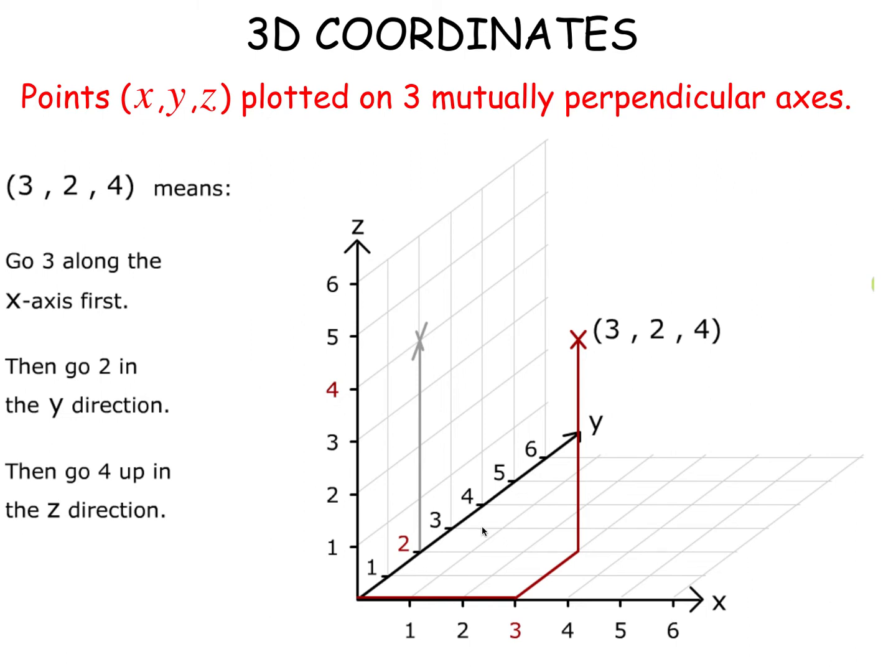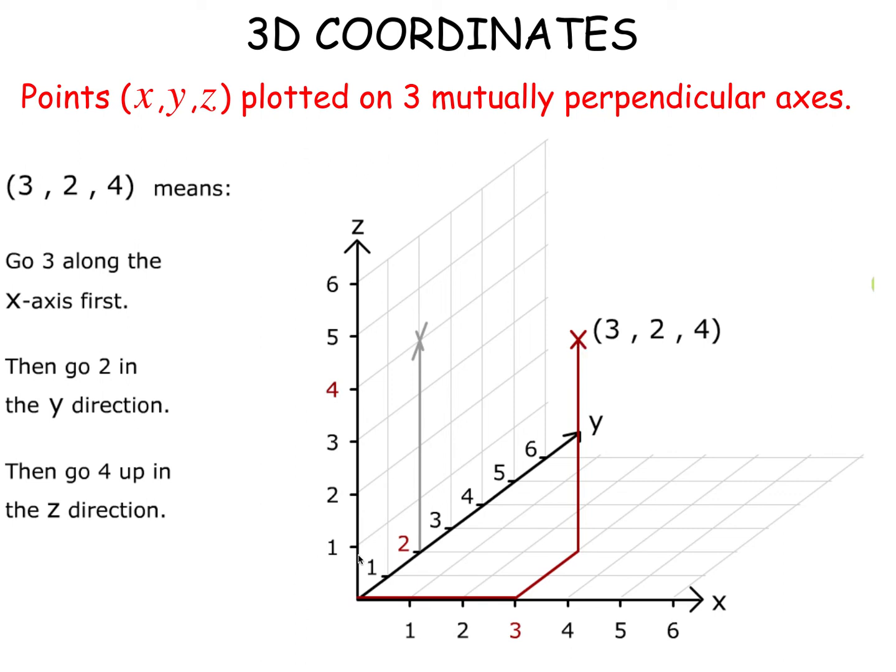Here I have 3 axes. The x-axis is horizontal, the y-axis is into the board here, and the z-axis is on the vertical. Only dealing at the moment with positives. So this is to depict the point 3, 2, 4. That's 3 along in the x direction, 3 horizontally, 2 into the board. That's at right angles to the x-axis here, and 4 units in the vertical.